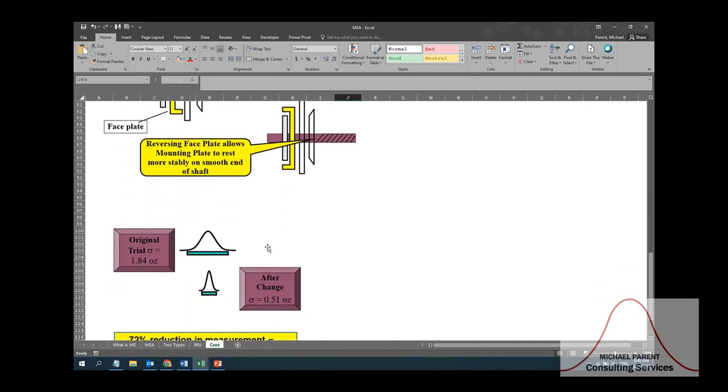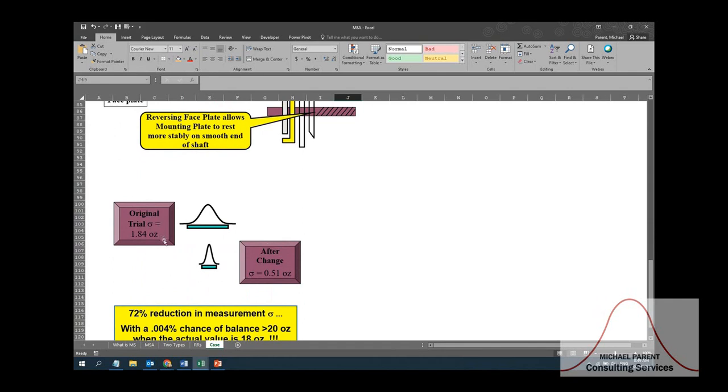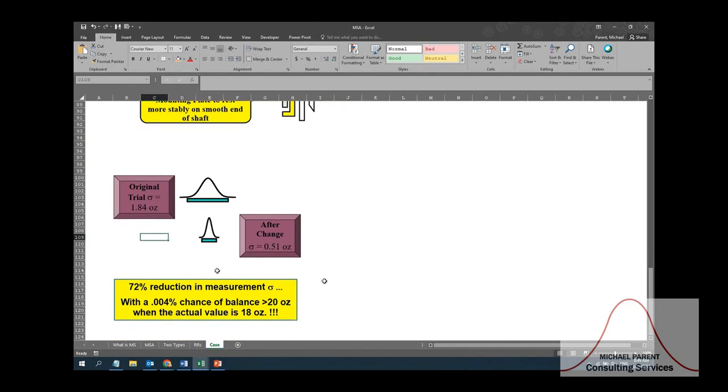And as we did that, what we saw is that we dropped the variation of our measurement system by 72%, which is incredible. It was 1.84 ounces. Now it's 0.51 ounces. So a 72% reduction. And what that means for the customers is now there's a 0.004 percent chance that if we have a tire that is 18 ounces, it will register as 20, which is a huge improvement.